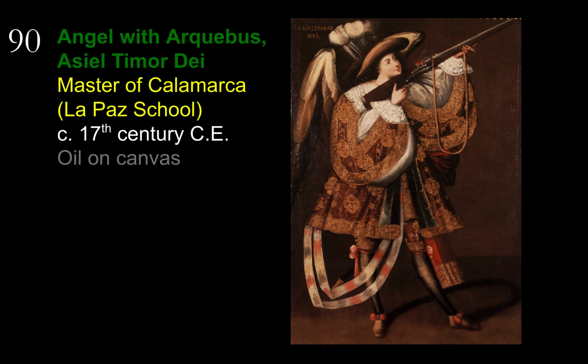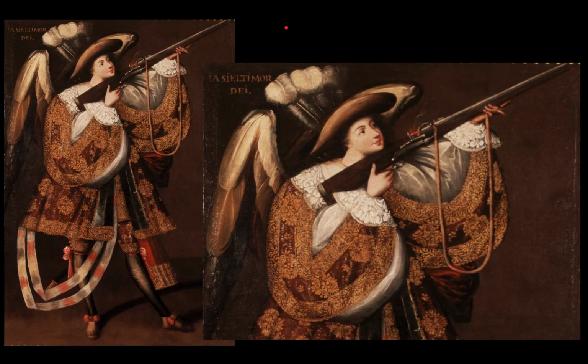So this angel holds an arquebus, and he has a subtitle, Asiel Timor Dei, which is actually in the corner of the painting. Asiel Timor Dei means he who fears God. So this angel fears God, as everybody should. So be good Christians, have faith, and that'll defend against any issue that might arise with God.